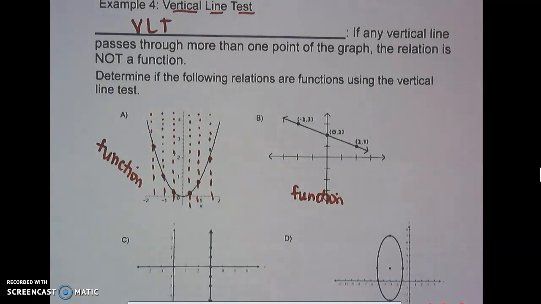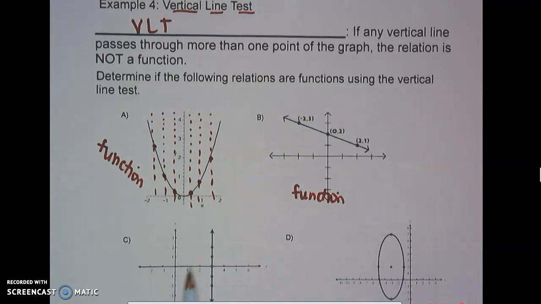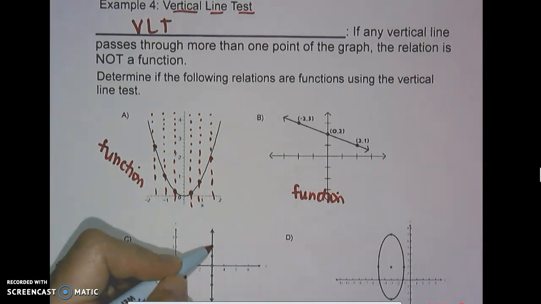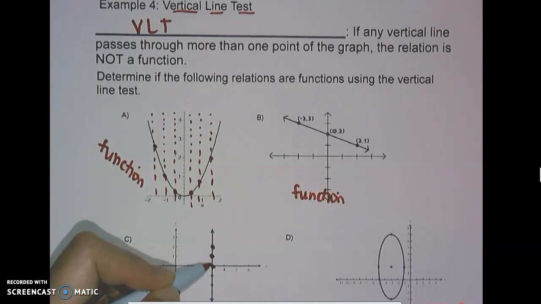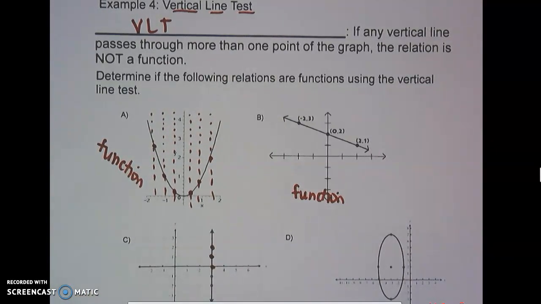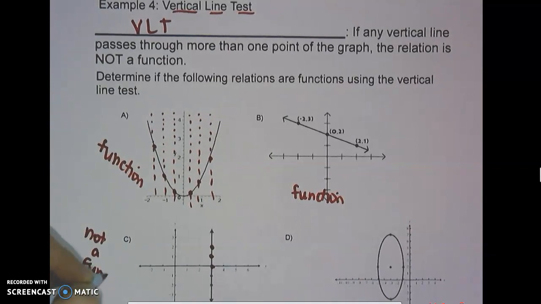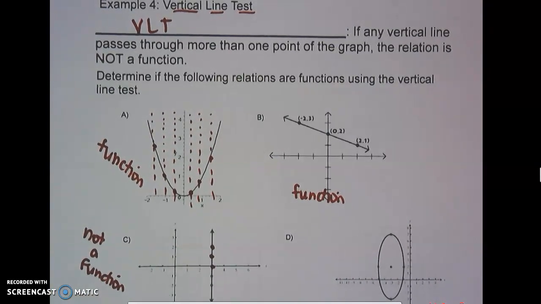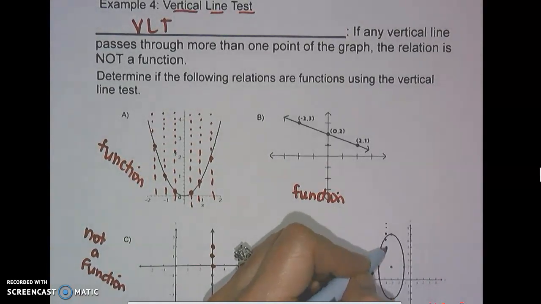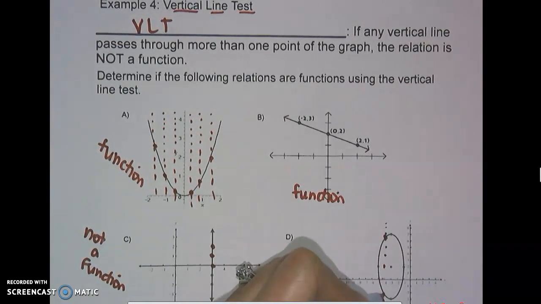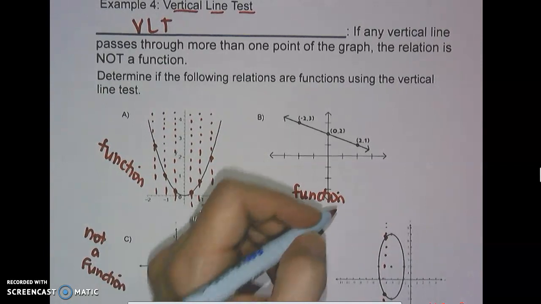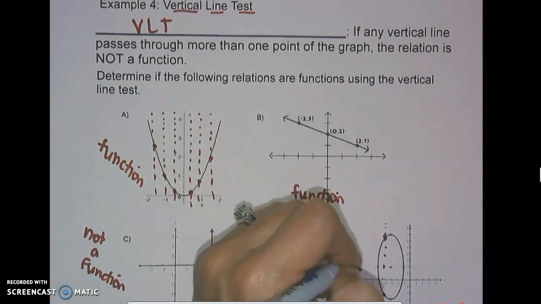Now, looking at something like letter C, here, if I make the vertical line right there, it touches every single one of those points. It shares every single one of these. We have 3, 0, 3, 1, 3, 2. Those all are, and obviously these down here, those are repeating. So this is not a function. And then over here, if we have vertical lines, if it touches here and here, that vertical line means that this is not a function as well.